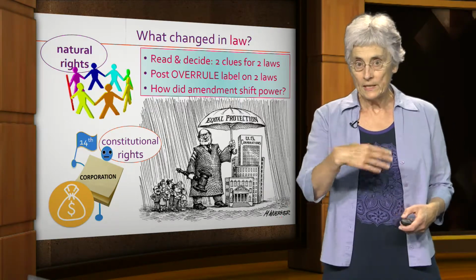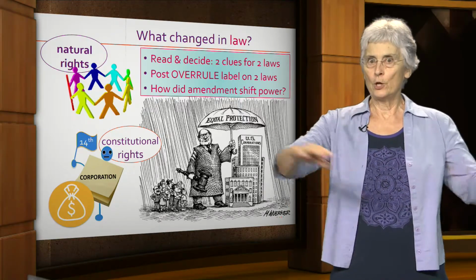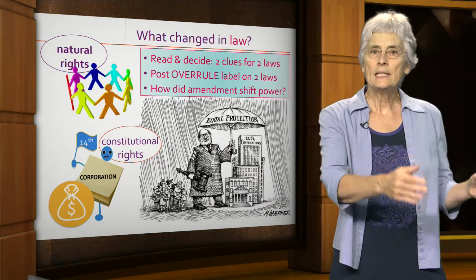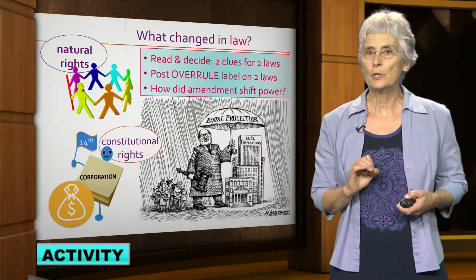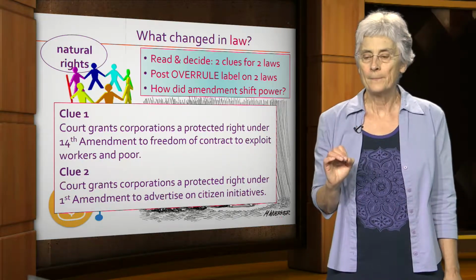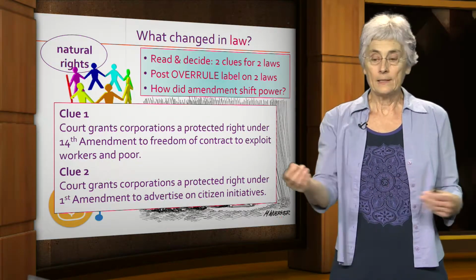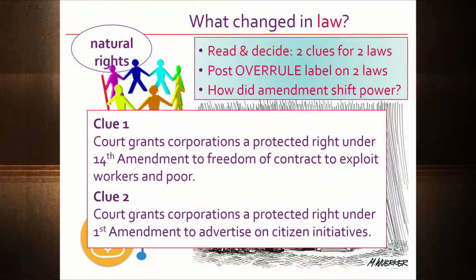So the way we do this part of it is it's a full class activity, but each small group has a set of clues, okay? There are 2 clues, and they look something like this. Clue 1, the court grants corporations a protected right under the 14th Amendment to freedom of contract to exploit workers and the poor. What law could that be? Clue 2 is the court grants corporations a protected right under the First Amendment to advertise on citizen initiatives.